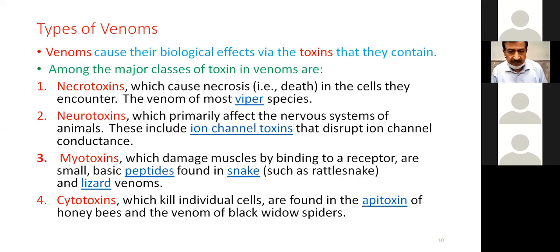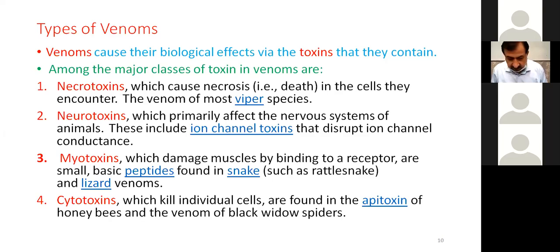Types of venom. Venoms are classified by their biological effects. What are the toxins that they contain? Among the major classes of toxins in venom are necrotoxins, which cause necrosis, the death of the cells. The venom of most viper species is of this kind. Neurotoxins primarily affect the nervous system of the animal and include ion channel toxins that disrupt conductance. Myotoxins damage muscles by binding to receptors; they are small basic peptides found in snakes, such as rattlesnake and lizard venom. Cytotoxins, which kill individual cells, are found in honeybee venom.